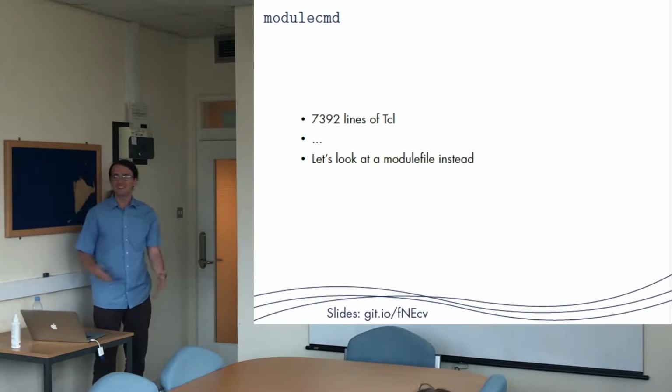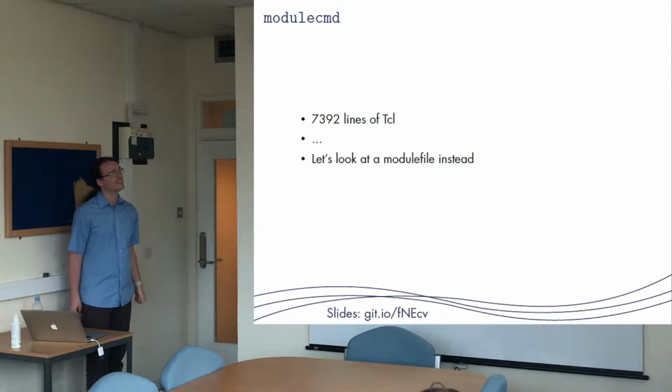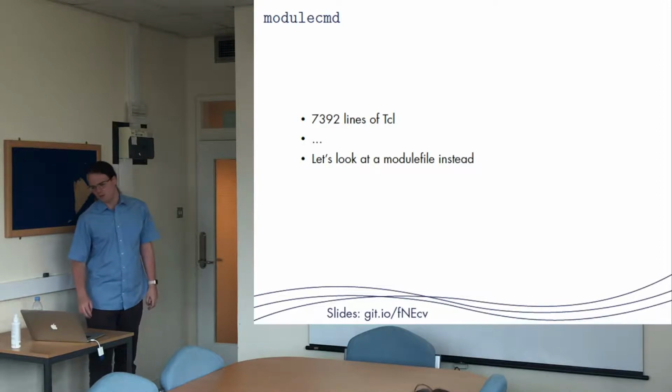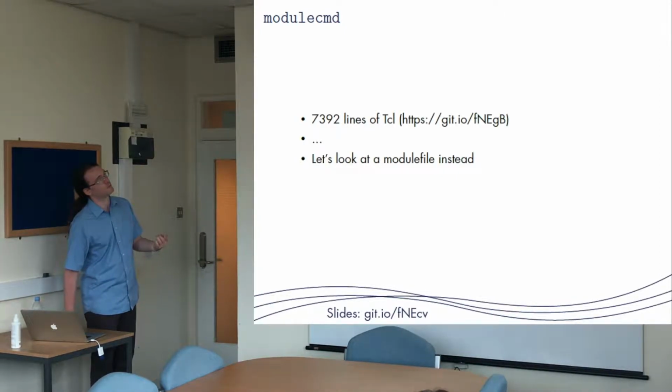Let's look at a module file, because I don't really want to go into 7,392 lines of TCL, because I don't know TCL that well. I skimmed through it, and a lot of it is boilerplate or processing or text manipulation, stuff that's not interesting. A module file will hopefully be more informative. You can get that from GitHub if you're interested.